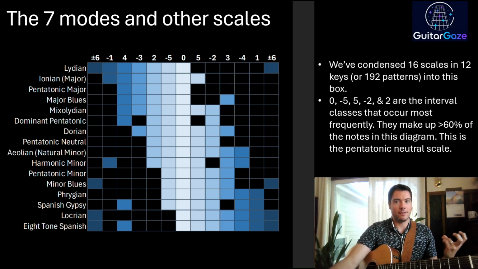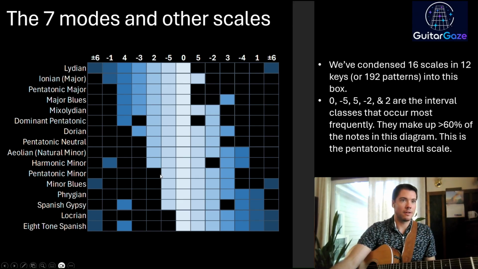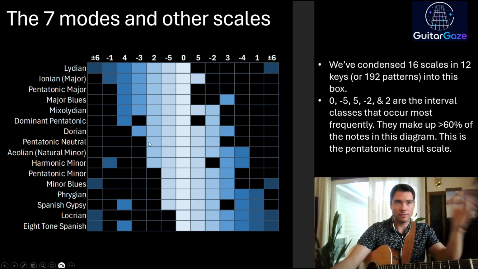So by common notes, I mean these notes in the middle strip here, this middle band: 0, 5, -5, -2, and 2. Those are the notes that make up the pentatonic neutral scale, which is central to everything on this diagram. Those notes that make up the pentatonic neutral scale are over 60% of the notes in this diagram.